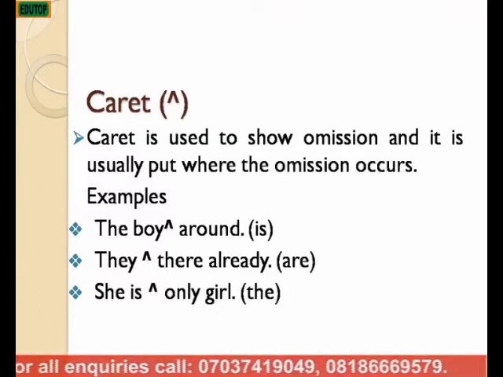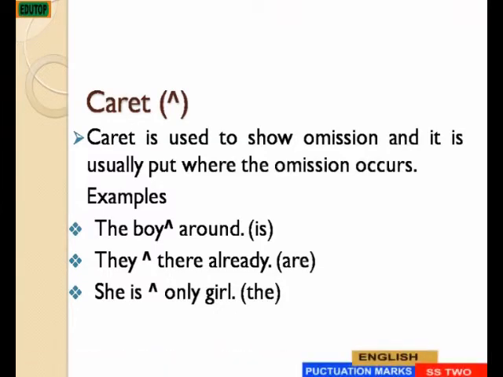"She is dash only girl." We have a caret between "is" and "only". So the word has been placed outside and it is "the". So we can have "she is the only girl".